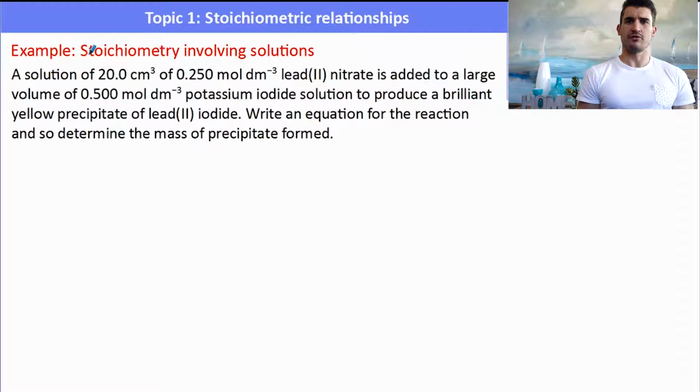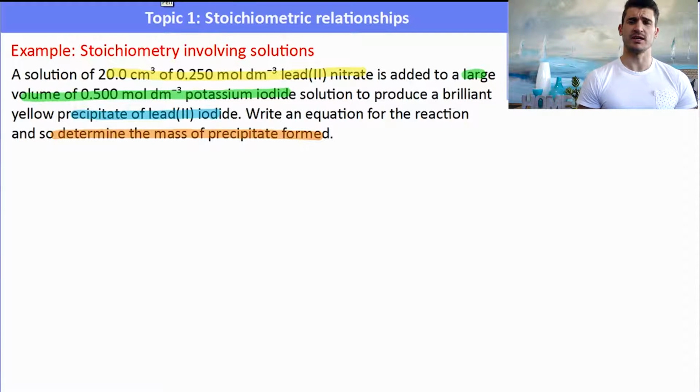So here's an example of using stoichiometry and the solutions. A solution of 20 centimeters cubed of 0.25 mole per decimeter cubed of lead nitrate is added to a large volume of potassium iodide solution to produce a brilliant yellow precipitate of lead 2 iodide. Write an equation for the reaction and so determine the mass of precipitate formed.